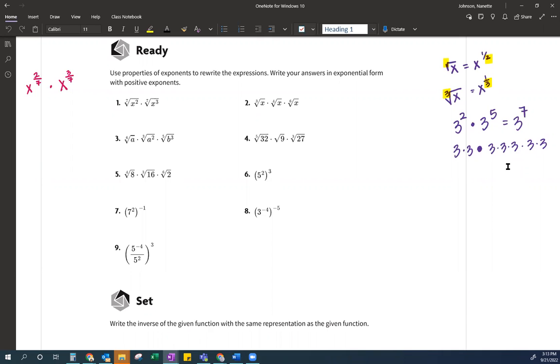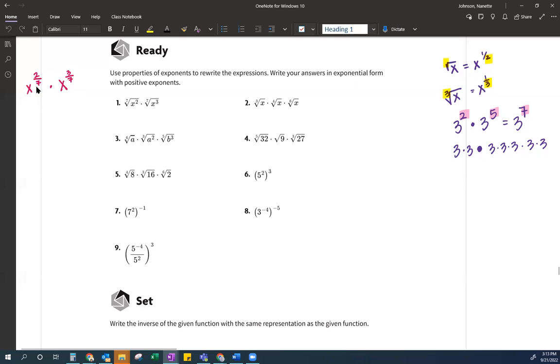So again, I'm not a huge fan of the rules. Miss Johnson, couldn't you just add the exponents? Yeah, but do you know why you're adding exponents? This is why you're adding the exponents, because there's 2 of them here, 5 of them here. How many of them? 7. So 3 to the 7th is our answer. So you had to remember that you're just adding your exponents when the bases are the same and you're multiplying.